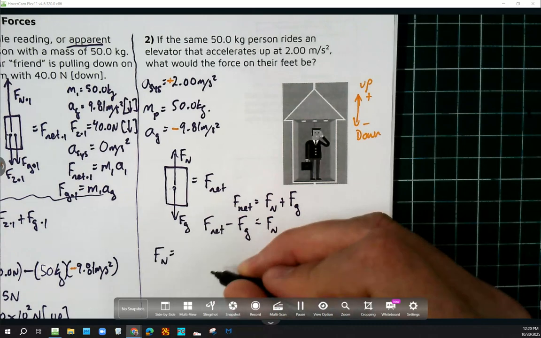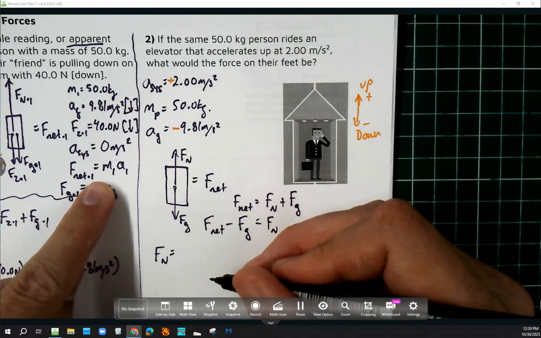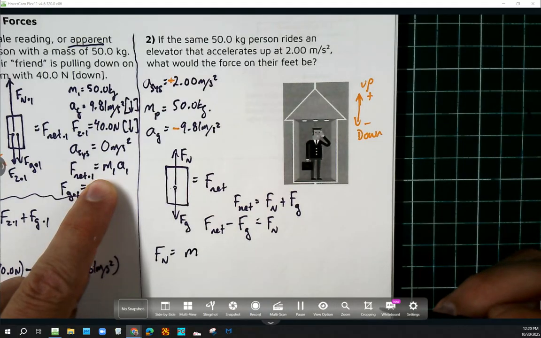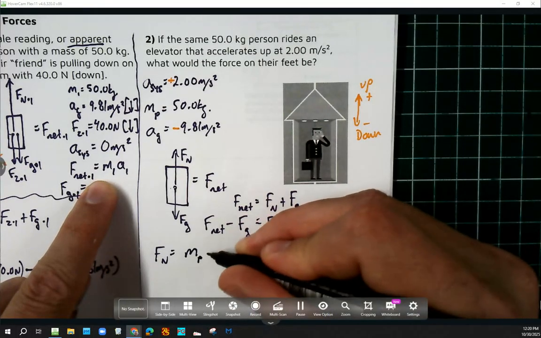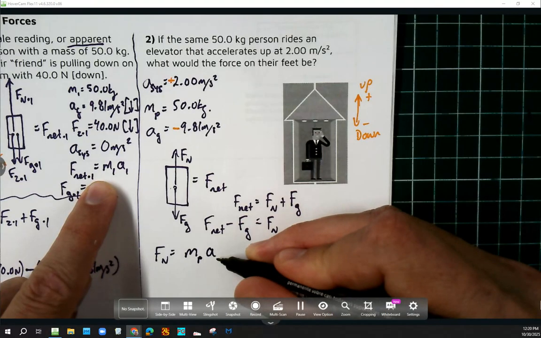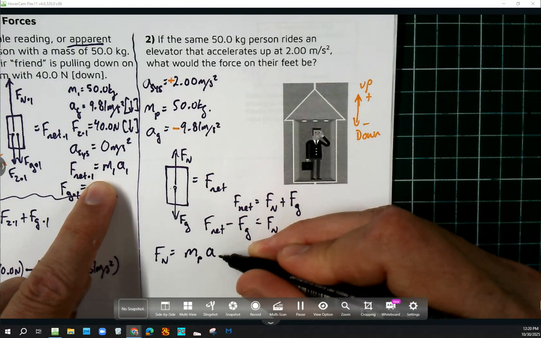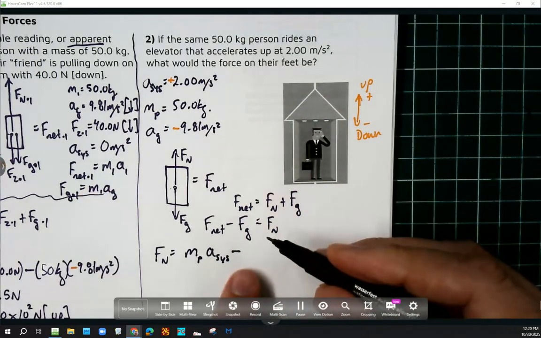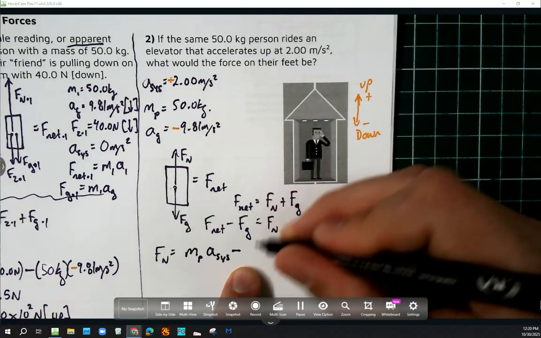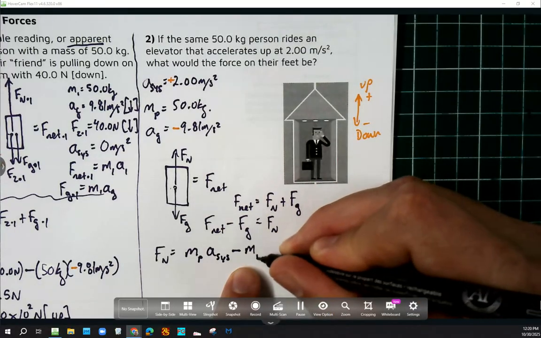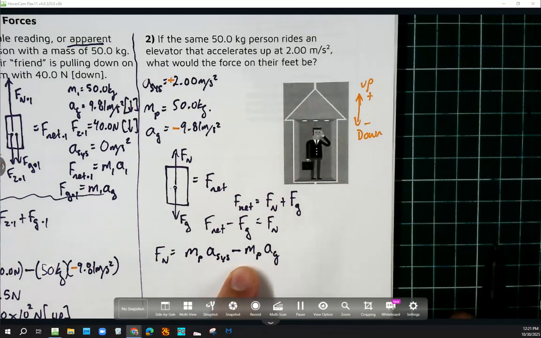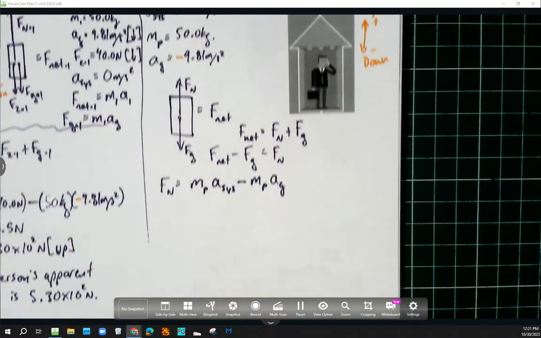Well, F net, we said not too long ago, F net is the mass of that object, in this case the mass of the person, times the acceleration of the person. Isn't the acceleration of the person the acceleration of the system? Well, let's say it that way. Minus Fg, which is mass of the person times acceleration due to gravity, because Fg is the actual weight of the person, force due to gravity. And we can sub in our values.